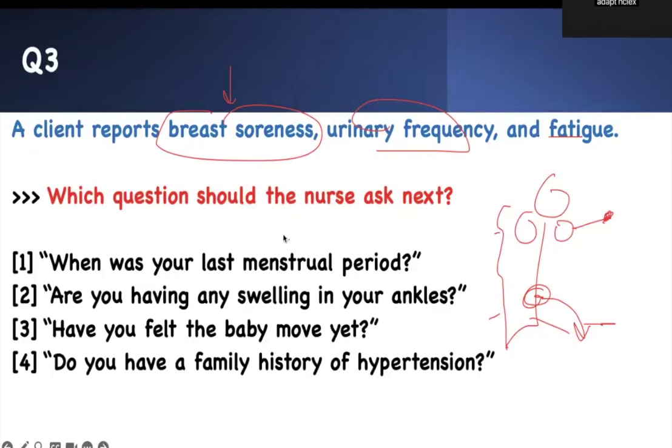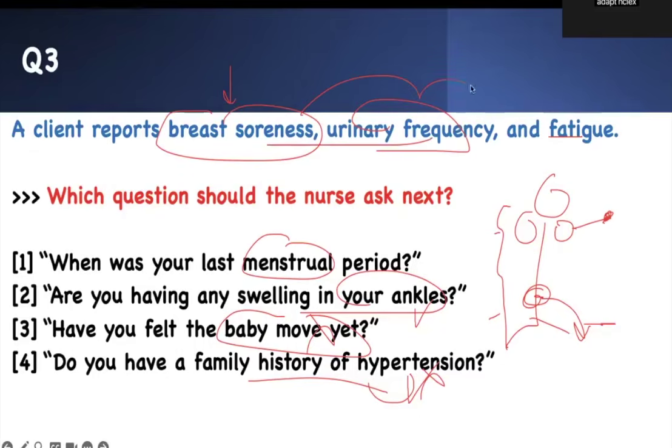There's a systemic manifestation. Do you ask them when their last menstrual period was? Or do you check their legs to see if their ankles are swollen? Or do you ask if the baby is moving, or whether they have a family history of hypertension? Well, how would asking about family history of hypertension help? I never gave you hypertension or their vitals, so you don't know whether they are hypertensive or not. That is gone. I did not tell you the patient is pregnant, therefore you can't ask if the baby is moving. Well, it's okay to ask if the ankle is swollen, but what information would that give you? I've given you 3 signs and symptoms.